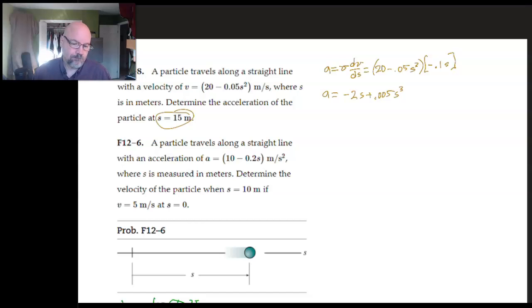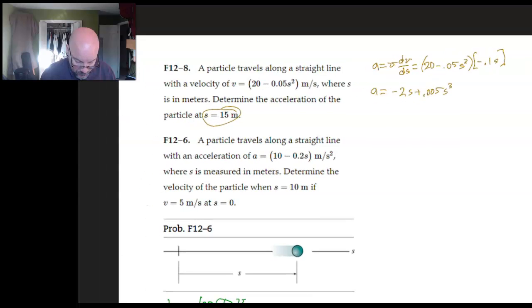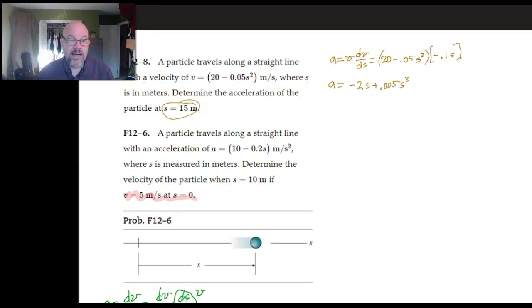Let's talk about number 6. A particle travels along a straight line with an acceleration a. Note again, this a is a function of position, not time. It's position. Determine the velocity of the particle when s equals 10 if v equals, you see it? It's one of those condition things. They're giving us some conditions, here it is right there. That means we should expect we're probably going to have to do some integration here.